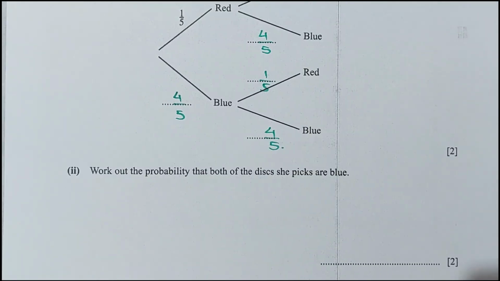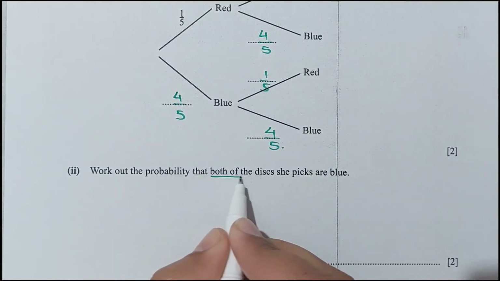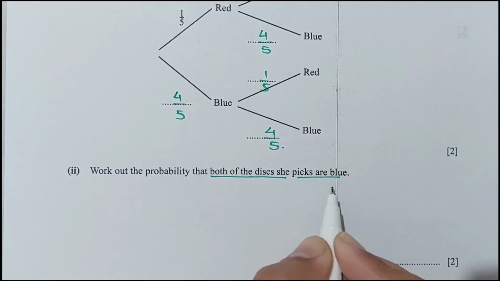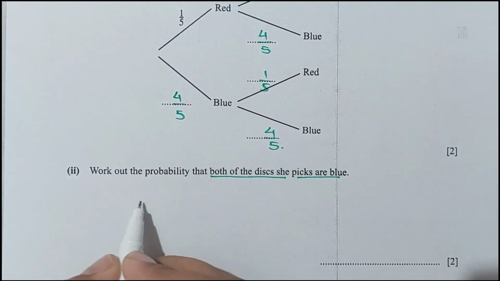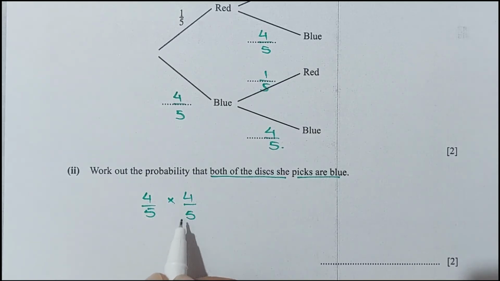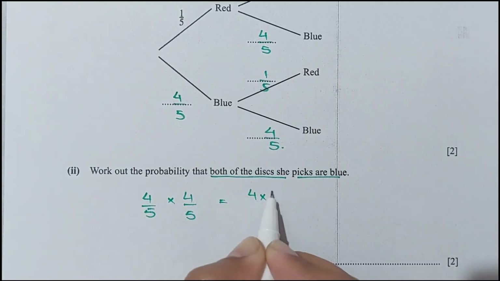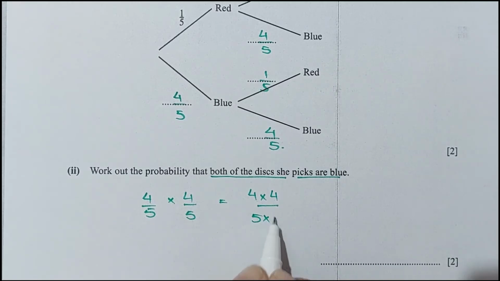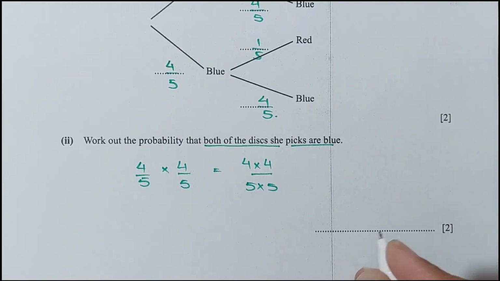Now for the second part, work out the probability that both of the discs she picks are blue. Blue and blue. 4 by 5 into 4 by 5. 4 times 4 over 5 times 5. 4 times 4 is 16 and 5 times 5 is 25. That is the probability.